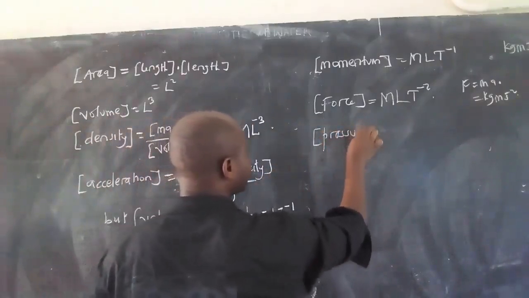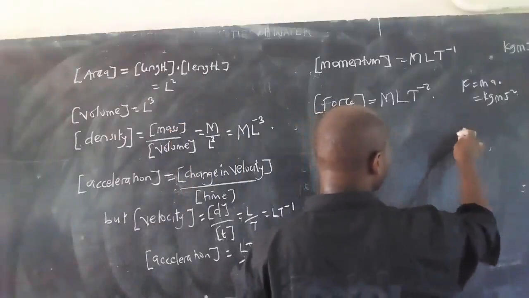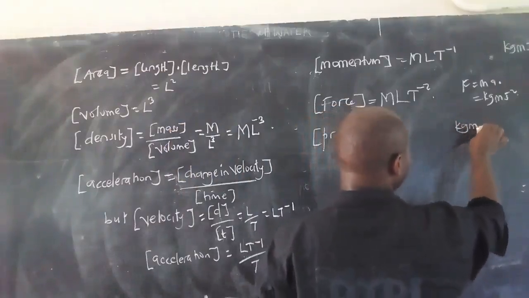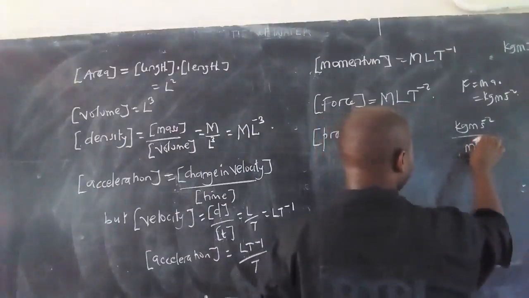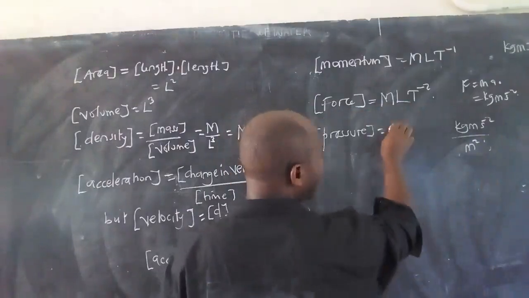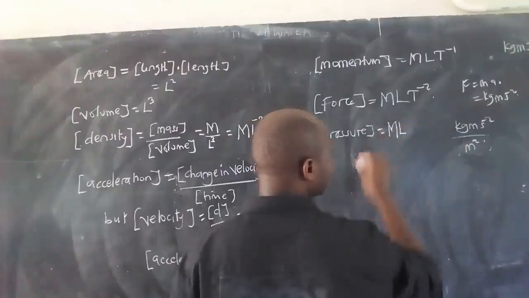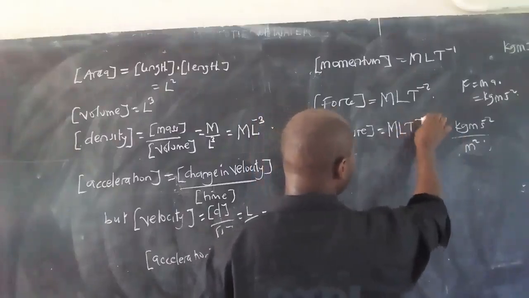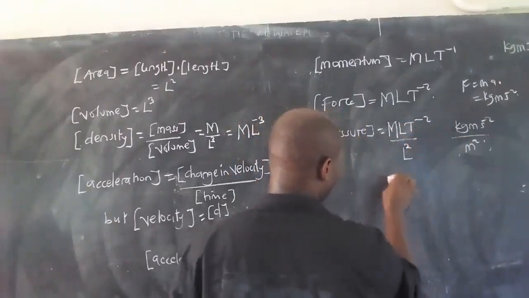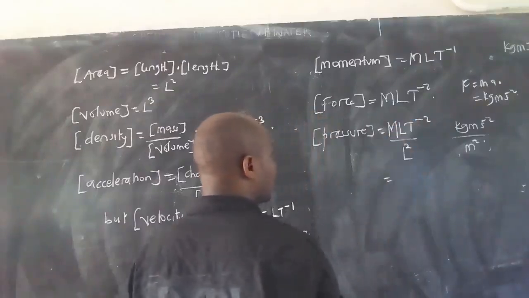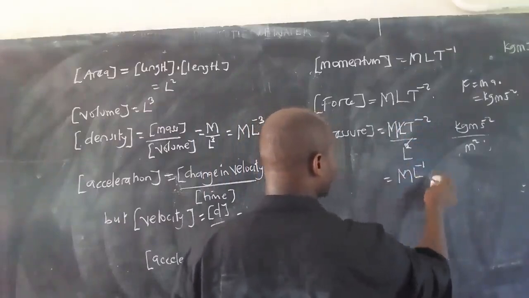Dimensions of pressure. Pressure is force over area. So the force already is kilogram, meters, S negative 2, divided by area. Our area is meter squared. So we shall have pressure as mass, meters times length, second squared is T negative 2, divided by meter squared, which is L squared. This will cancel with this, and we shall have M L negative 1 T negative 2.